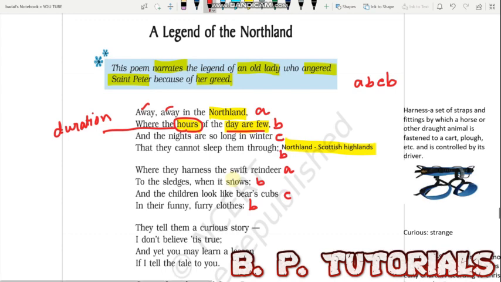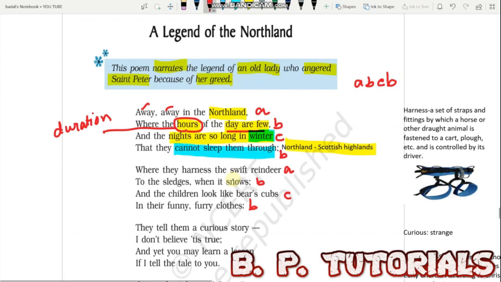And of course, contrary to that, it is said that the nights are so long in winter, and we get the specification of the time here. Which season is it talking about? It talks about the winter time. According to the poet, in this particular poem in Northland, the hours in the day are very much less, and nights are very long, and it is happening in the winter season that they cannot sleep them through. The nights are so lengthy that it is impossible for them to sleep.